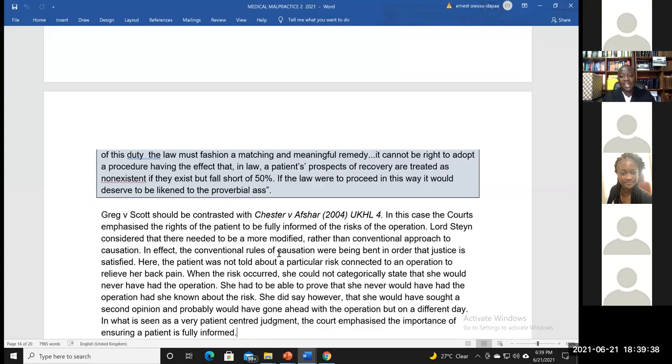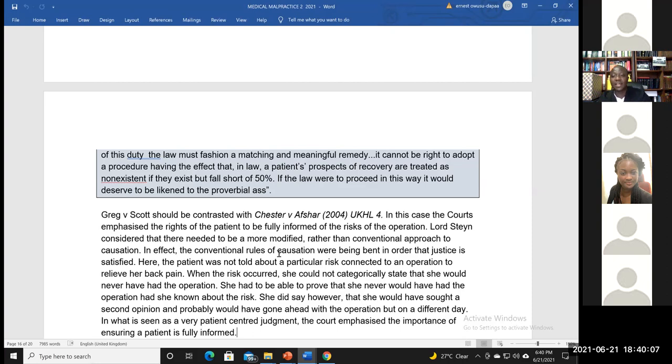Now, in Chester against Afshar, the court made the point that the patient has a right to be fully informed of the risks of the operation. He has a right to be fully informed of the risks of the operation.